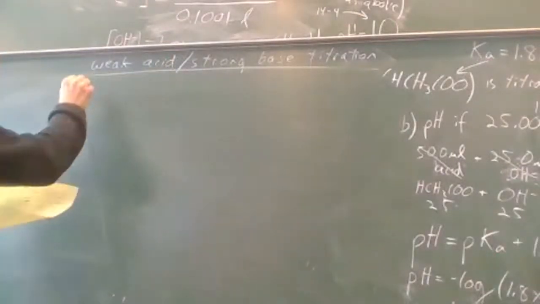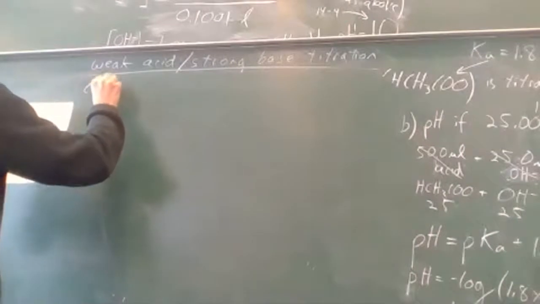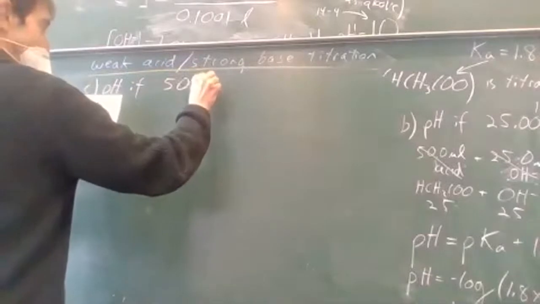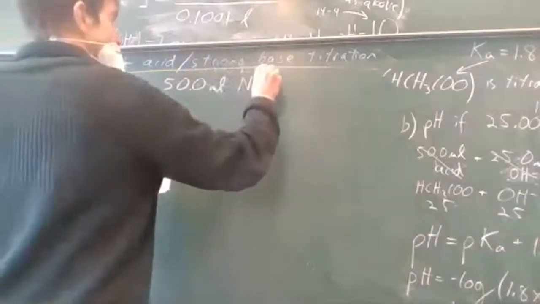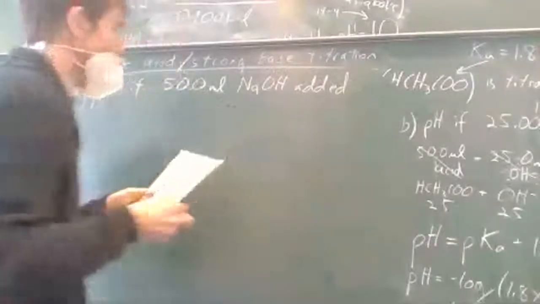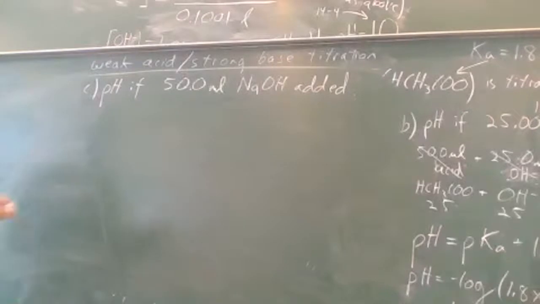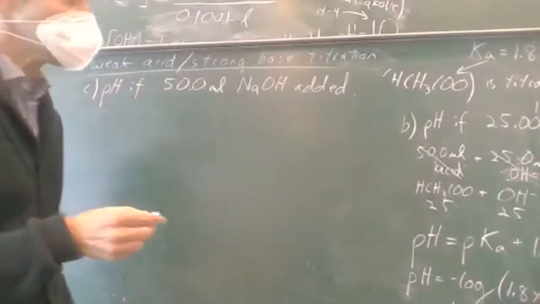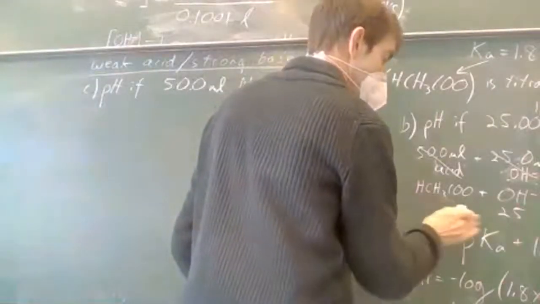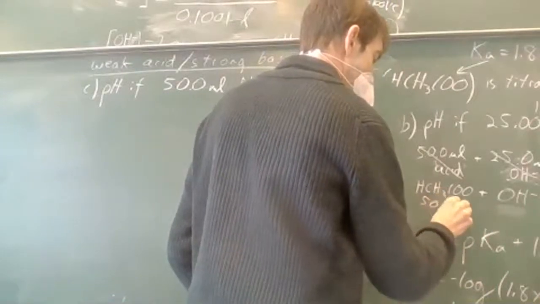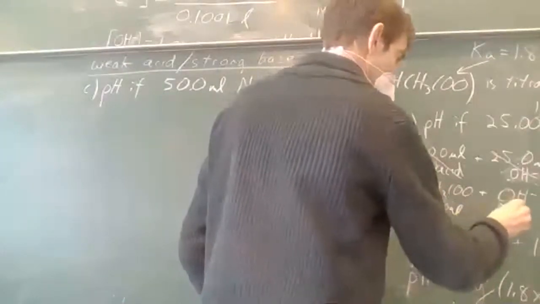Part C, and then we're done with this one too. So part C says, what is the pH if 50 milliliters of OH is added? On top of the 25? No, total. So what that means is, let's look at our equation again. Here's what I was talking about with Aiden. So look at this, I got 50 of this, and 50 of the OH minus.